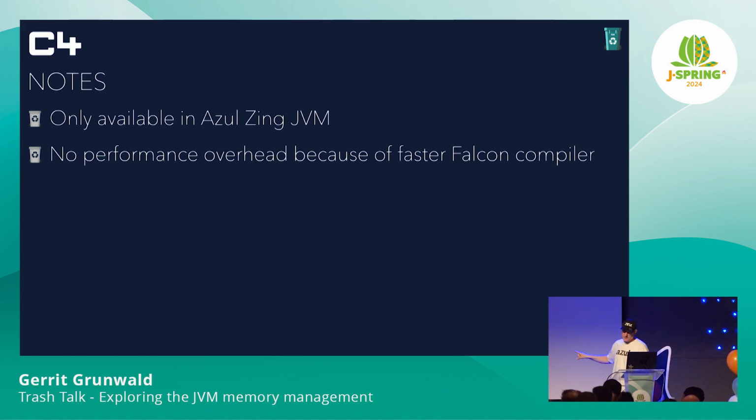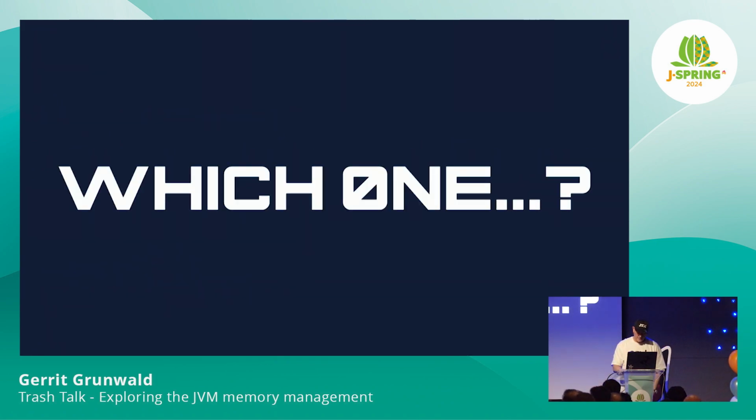The only difference to ZGC is that we are still faster because we don't have the OpenJDK compiler. We have our own compiler. And that is faster than the OpenJDK compiler, so we don't have the problem with the drop in performance that we have with all the other concurrent collectors. So the question is which one to choose.